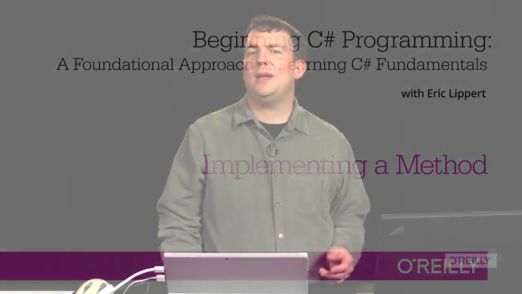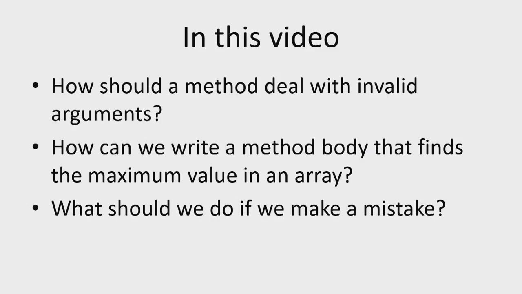In this video, we are going to talk about how a method should deal with invalid arguments that are passed in. We're going to write a method body that actually solves the problem that we've been talking about for the last few videos, finding the maximum value in an array of decimals. And we're going to talk about what we should do if we make a mistake while we're coding that.